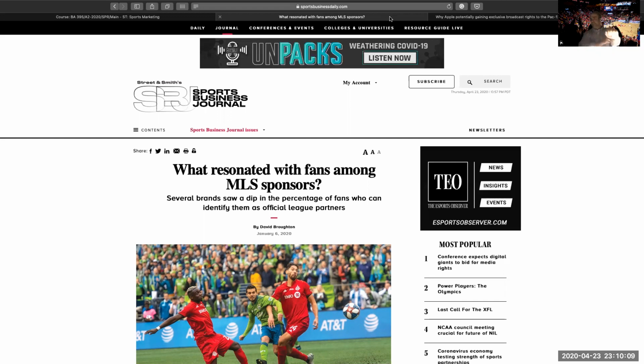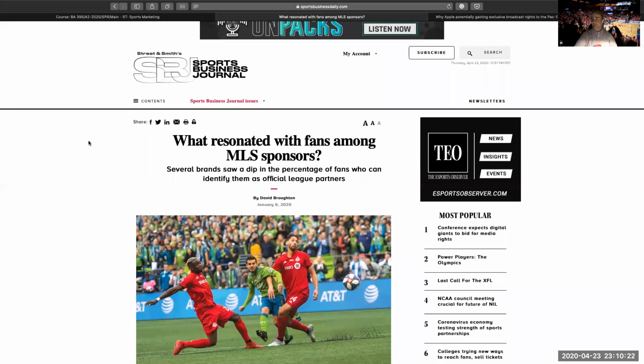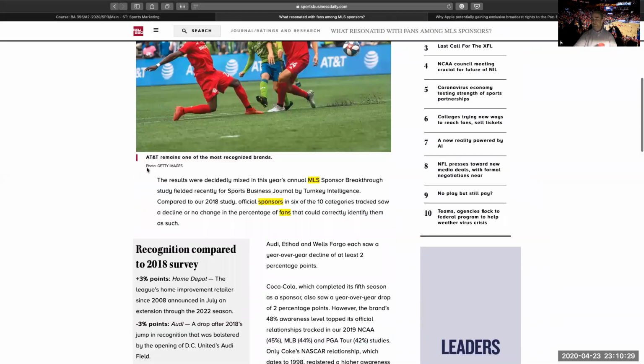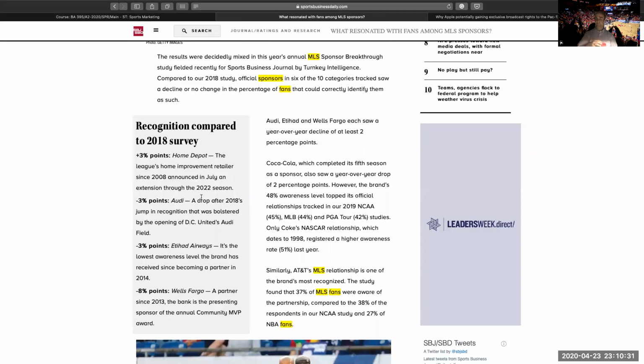An article from January, I don't think I've shared this with you guys or not. Please let me know if I've repeated this. But what resonated with fans among the MLS sponsors? Several brands saw a dip in percentage of fans who can identify them as the official league partner. It goes through and talks about the main highlights. Home Depot saw a 3% increase in recognition, which is good, because they are the official sponsor at a 45% to 21% clip over Lowe's.